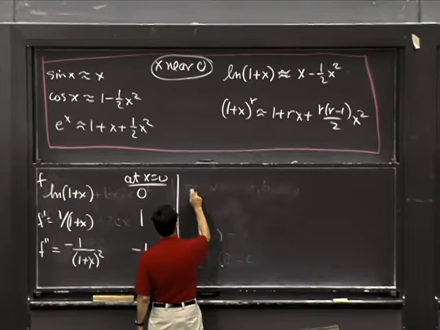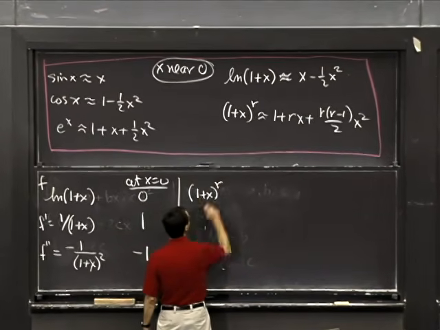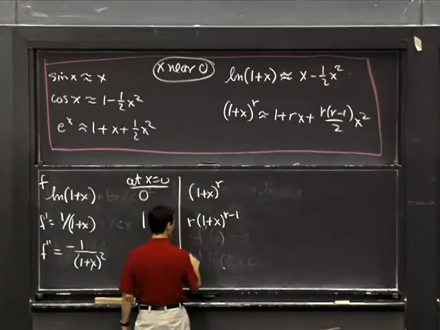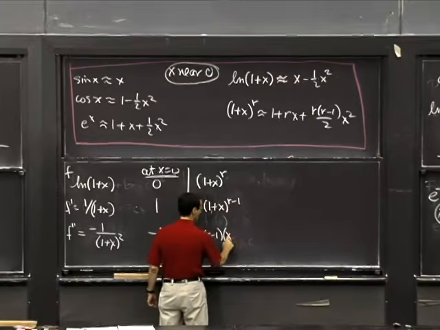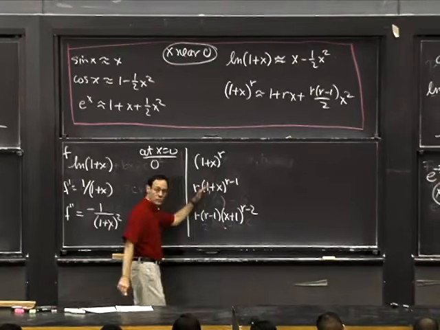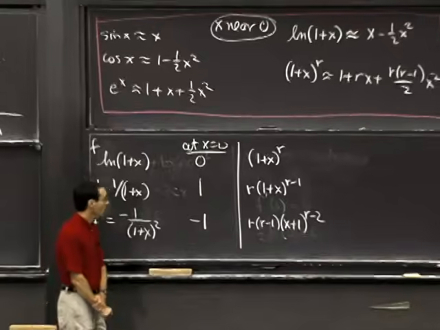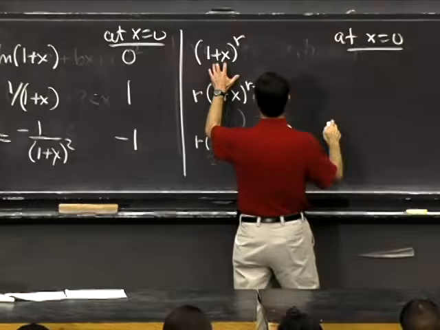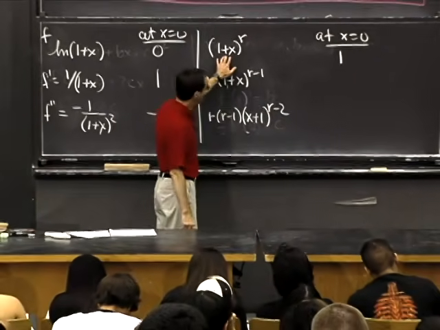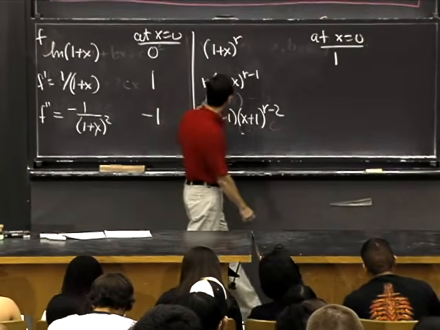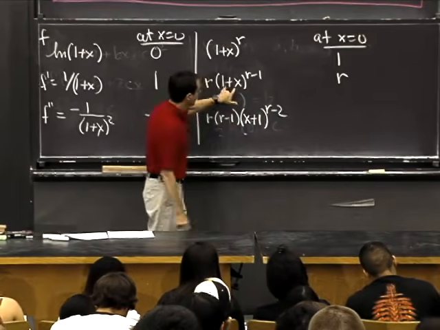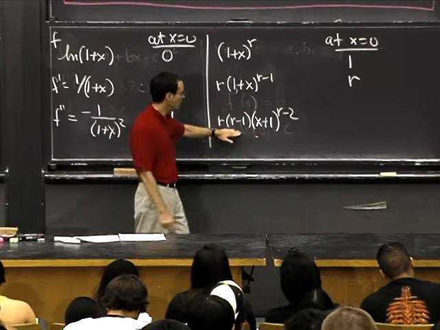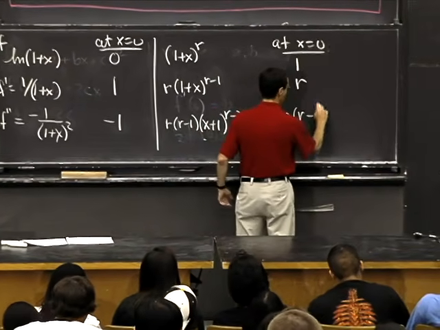All right, similarly, if I do it for 1 plus x to the power r, I have to differentiate that. I get r times (1 plus x) to the r minus 1, and then r times r minus 1 times (1 plus x) to the r minus 2. So here are the derivatives. And so if I evaluate them at x equals 0, I get 1. That's 1 to the r power is 1. And here I get r, 1 to the r minus 1 times r. And here I plug in x equals 0, and I get r times r minus 1.